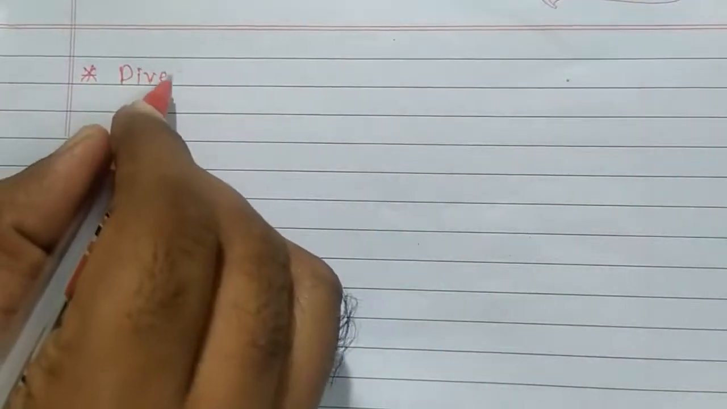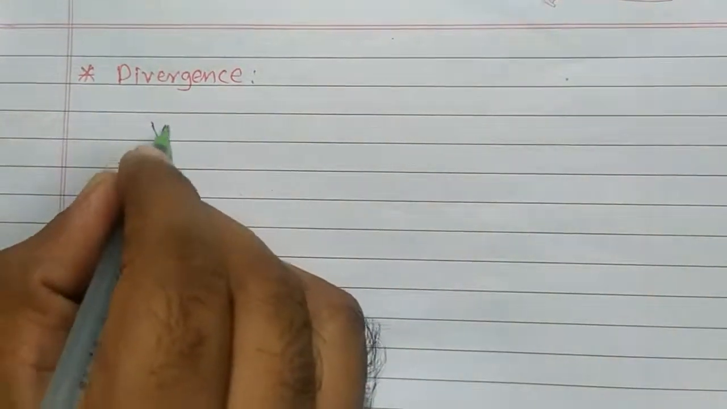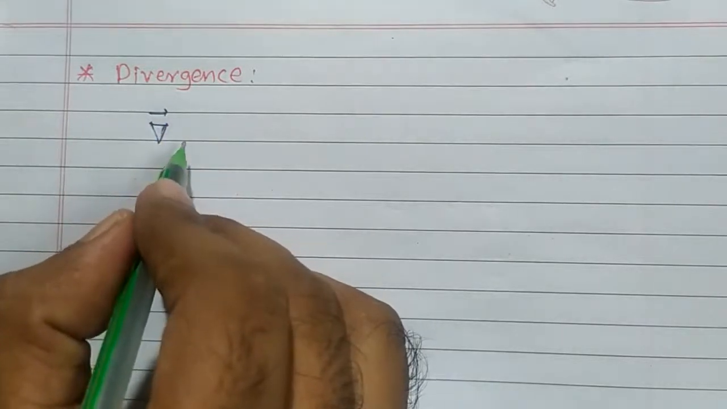In the last lecture we saw the gradient and obtained the expression for the gradient. Now in this lecture we are going to see divergence. So today's topic of discussion is divergence. In the last lecture we saw this del operator, and we obtained the expression for the del operator.